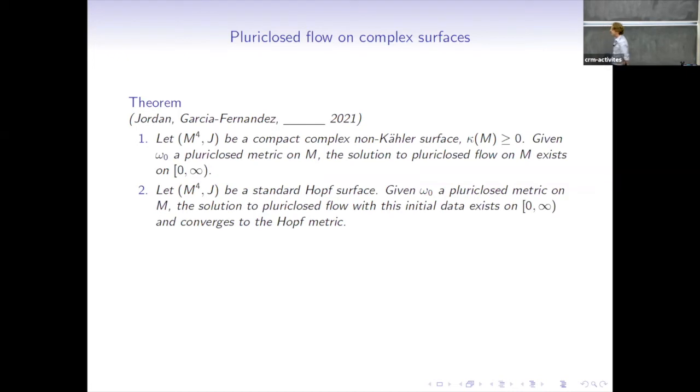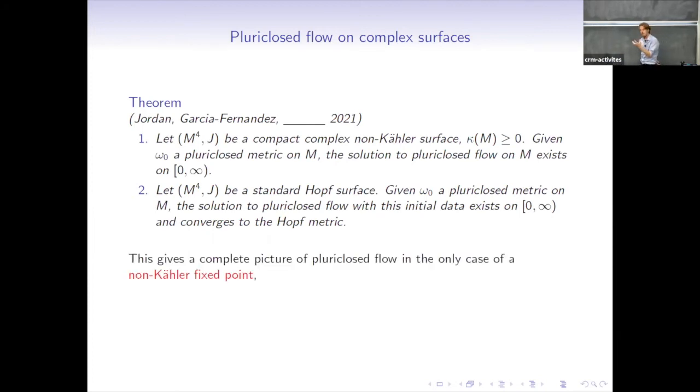And then in the case of the standard Hopf surface, again, we fix an arbitrary pluriclosed metric. We prove the global existence of the flow and moreover convergence to the Hopf metric. So here again, there's no symmetry involved at all. So we prove in general that there's a unique non-Kähler fixed point of this flow, and it's globally attractive for the flow on that manifold. So it's a very satisfying result.